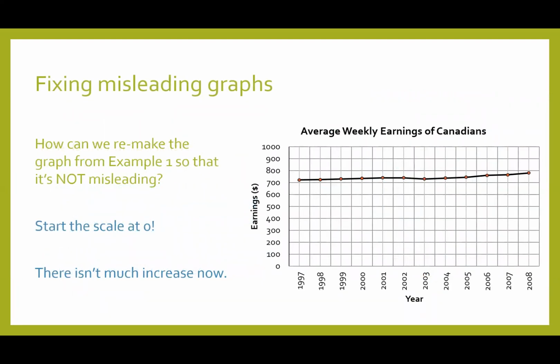So how can you fix misleading graphs? What would this look like if it was an accurate graph? This is what it would look like, which is almost a straight line. There's very little increase. So the only difference between this graph and the one on the other slide is that this scale starts at 0. Once you correct that and make this graph correctly, you'll see that the weekly earnings of Canadians have almost not changed at all from 1997 to 2008. So that first graph is misleading because it makes it look like the earnings have gone up.